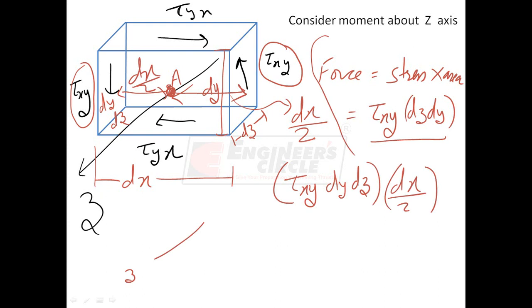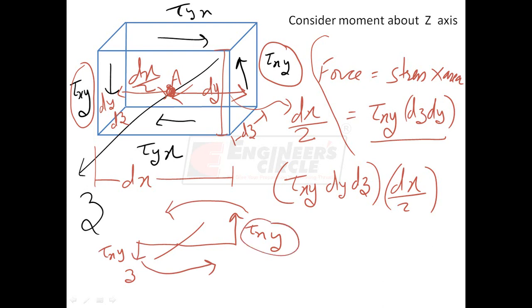If this is z axis and this is tau xy, then this tau xy is trying to rotate the element in anti-clockwise direction about z axis, and this tau xy is also trying to rotate the element in anti-clockwise direction about z axis. Therefore, the moment of this force, which is in anti-clockwise direction, is taken as positive, and the moment of this force also is in anti-clockwise direction, therefore it is taken as positive. So both the moments are taken as positive.